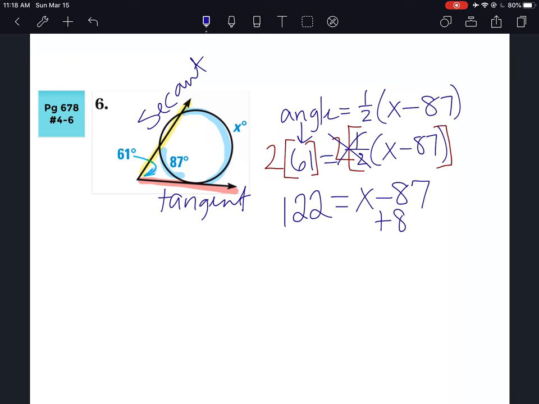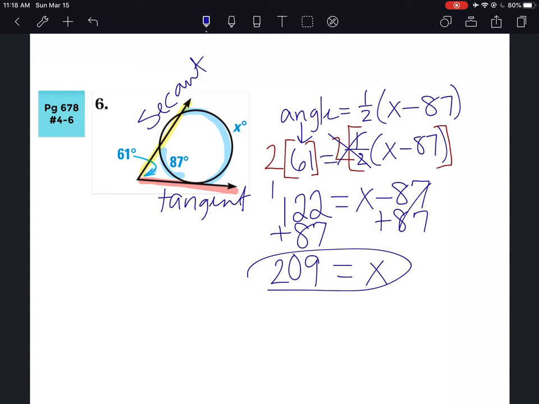Then on both sides, I'm going to add 87. And I'm going to get that x is equal to 209. And that's how you solve these three problems.